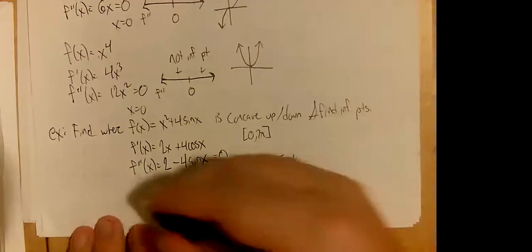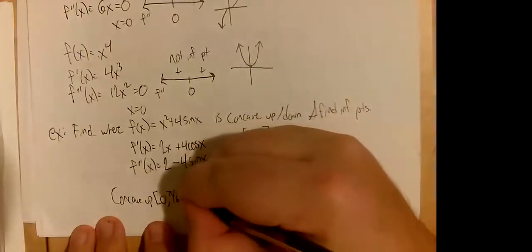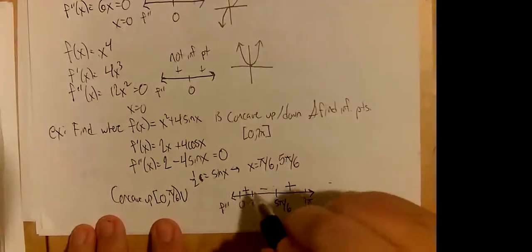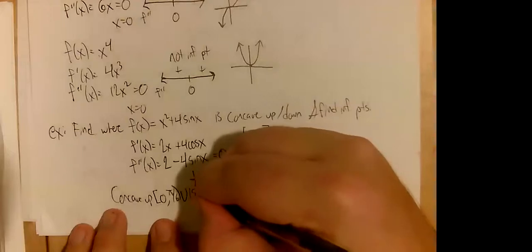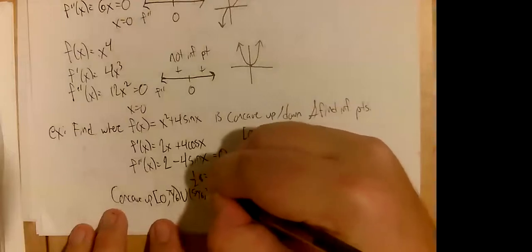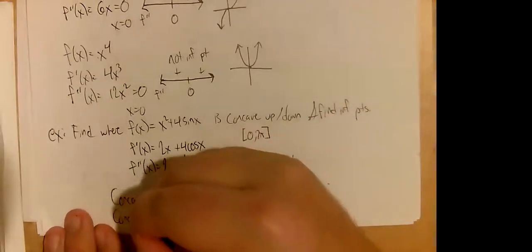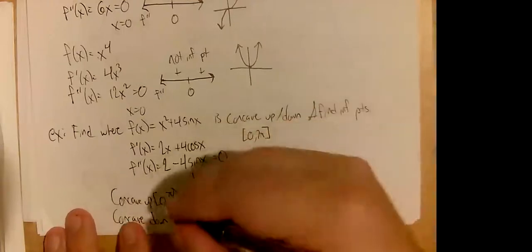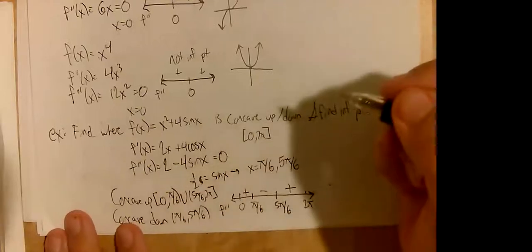So it looks like we're going to be concave up on the interval 0 to pi over 6. And then remember, if our intervals are disjointed, we put the union sign. And then we have 5 pi over 6 to 2 pi. So for most of this interval, we're going to be concave up, but we will be concave down in the interval from pi over 6 to 5 pi over 6.